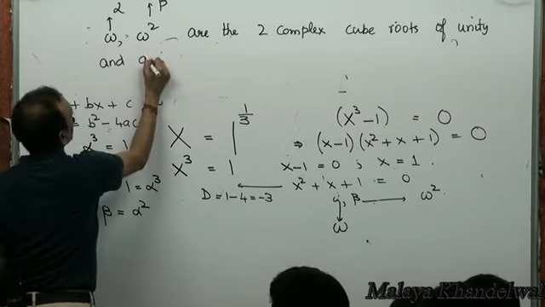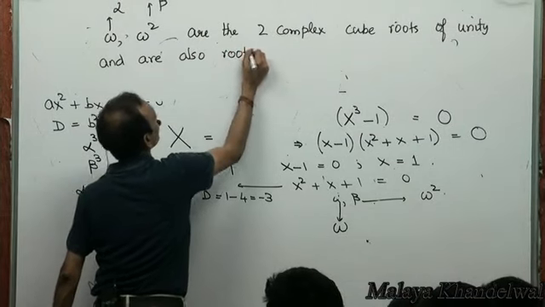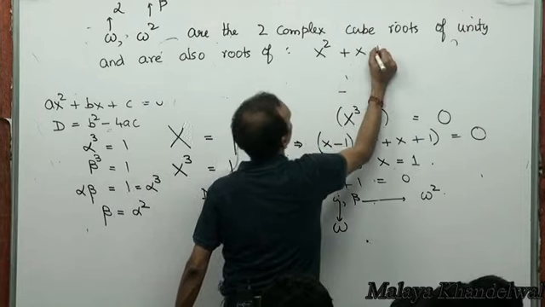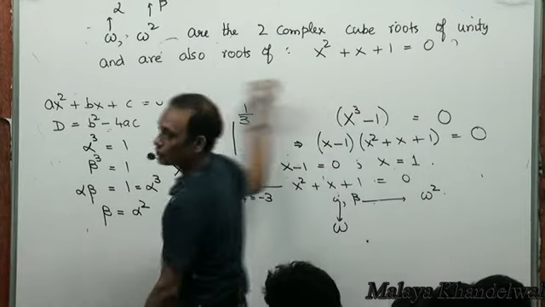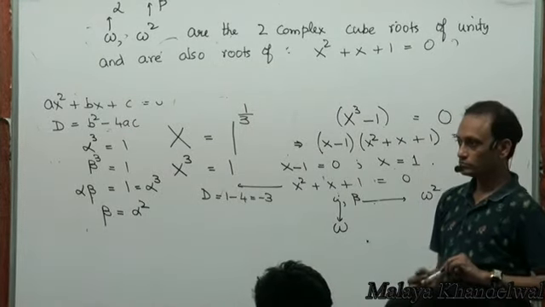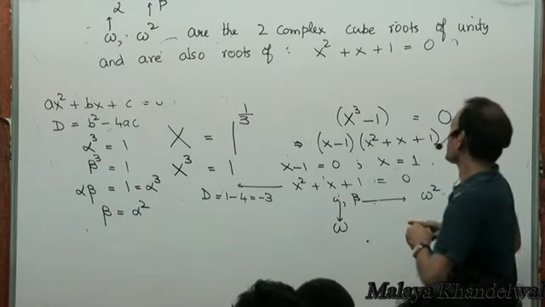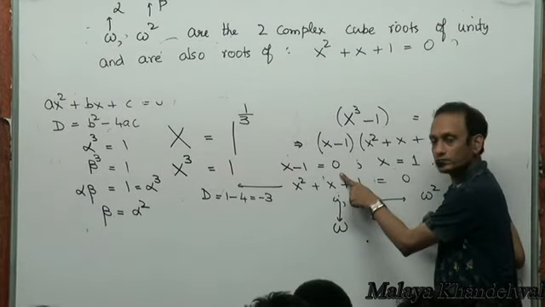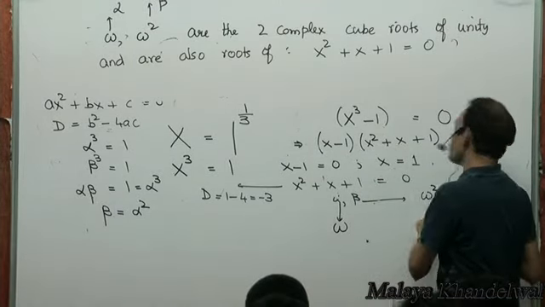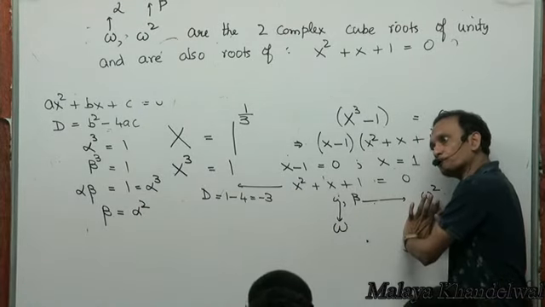And they are also roots of x squared plus x plus 1 equal to 0. Yes or no? So we end up getting 3 cube roots of unity. One of them is x equal to 1, which is a real cube root of unity. The other ones are omega and omega squared, which are roots of this quadratic. They are the complex cube roots of unity, right?